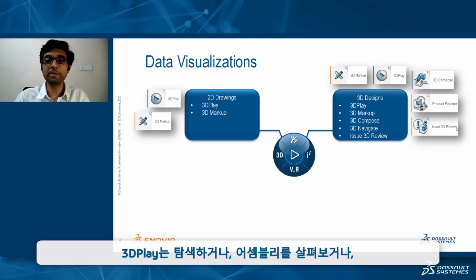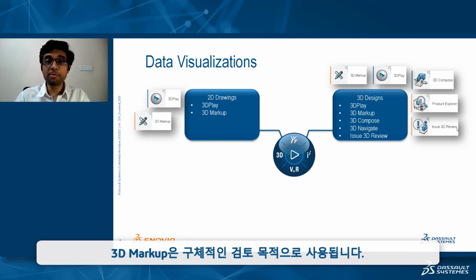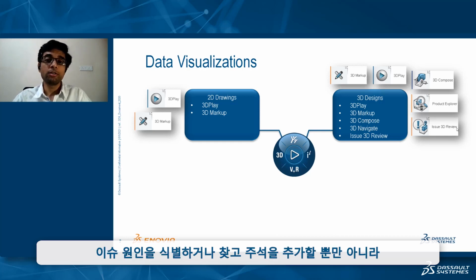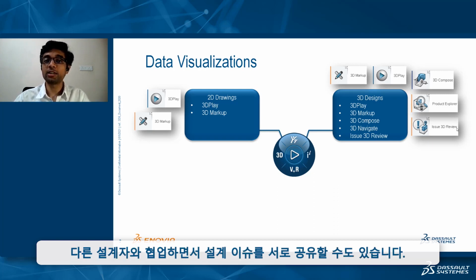3D Play is the basic application where you can navigate, and you can explode the assembly and see the contents or the sub assemblies. Then you can use 3D Markup for specific review purposes. You can not only identify or locate the issues and annotate them, you can also create some slides and reviews out of it, and then collaborate with different designers to share the issues present in the designs.